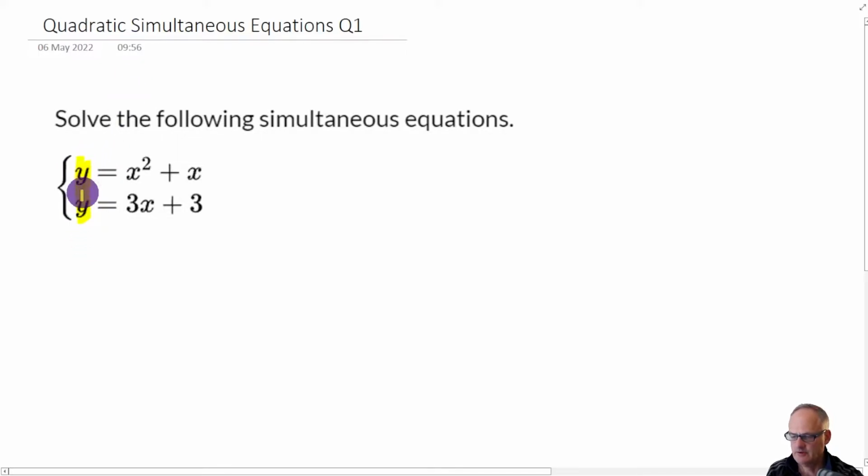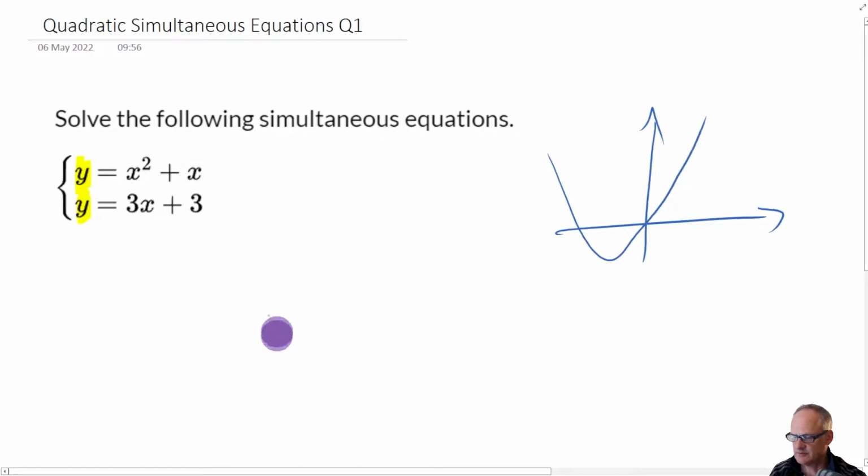Now we know that when we're trying to solve simultaneous equations, we're trying to find the points where the lines cross. So this is an x squared graph. If we just draw a little sketch of our graph, an x squared graph crossing like this, and this graph crossing like this, we're going to try and find out where these graphs cross. But at that point, for both graphs, the y value is the same.